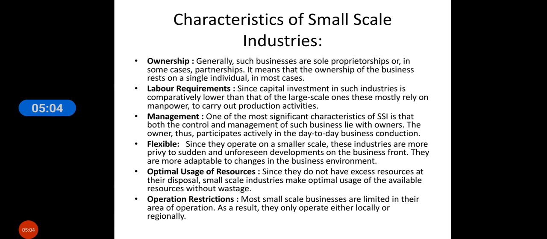Now, the characteristics of small scale industries. Basically, small scale industries, in terms of ownership, generally such businesses are sole proprietorships. In some cases, partnership may be there because they are very small in investments and all. And it means that ownership of the business rests in a single hand in most of the cases. Then labor requirement. Since capital investment in such industry is comparatively lower than that of the large scale one, these mostly rely on manpower to carry out production activities.